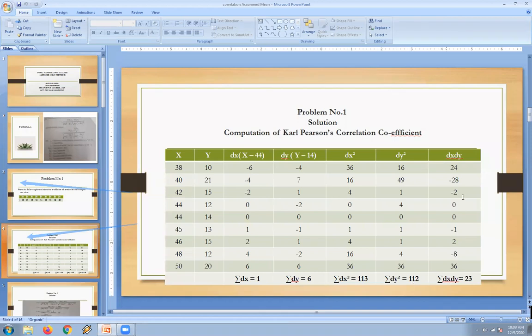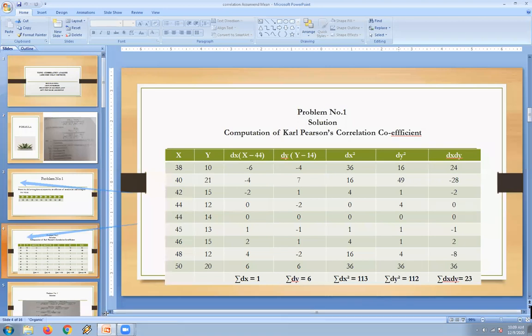Now we have to calculate the value of dx into dy, that is nothing but the multiplication of dx and dy. So minus 6 into minus 4, minus into minus becomes plus, 6 into 4 is 24. Minus 4 into 7 is minus 28, minus 2 into 1 is minus 2, 0 into 2 is 0, 0, 1 into minus 1 is minus 1, 2 into 1 is 2, 4 into minus 2 is minus 8, 6 into 6 is 36. Total all the values and the total of sigma dx into dy will be 23.